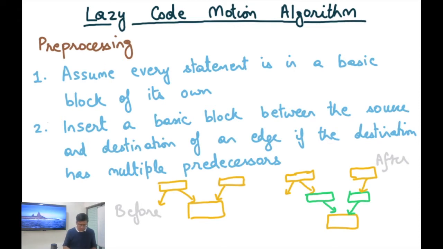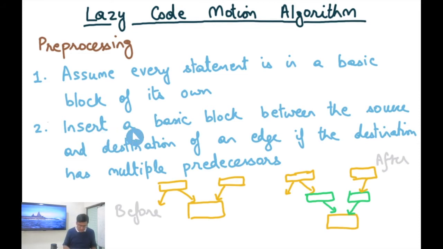In the pre-processing step, we are going to assume that every statement is in a basic block of its own, because we want to be able to add our extra copies of the expression anywhere we like. So we will make every instruction, even though it may be a straight line sequence of code, into its own basic block. Even if there were 10 instructions, we're going to make them into 10 different basic blocks. So every instruction will be in a basic block of its own.